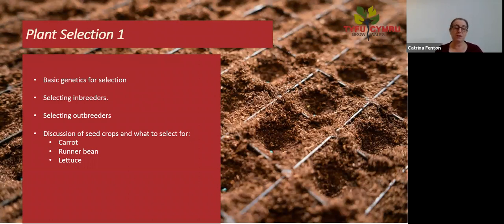We'll be talking you through the scenario of what we mean by selection when we look at these three crops: carrot, runner bean and lettuce. So at the end of this webinar, we hope we will have covered some of the basic principles, but we can also discuss with you some of the crops that you're growing and what that selection process might mean for you.